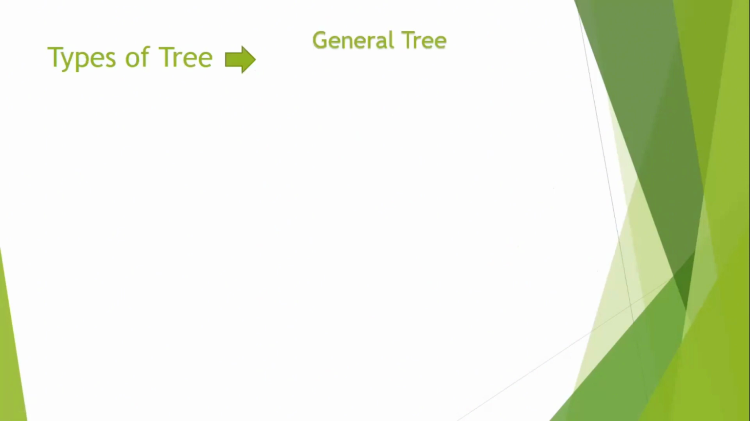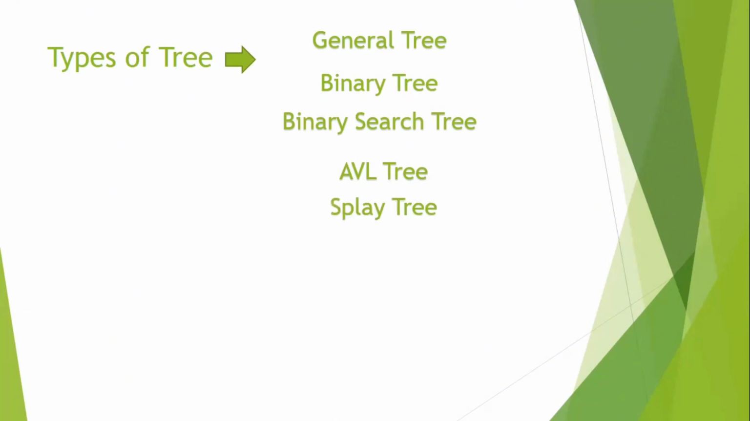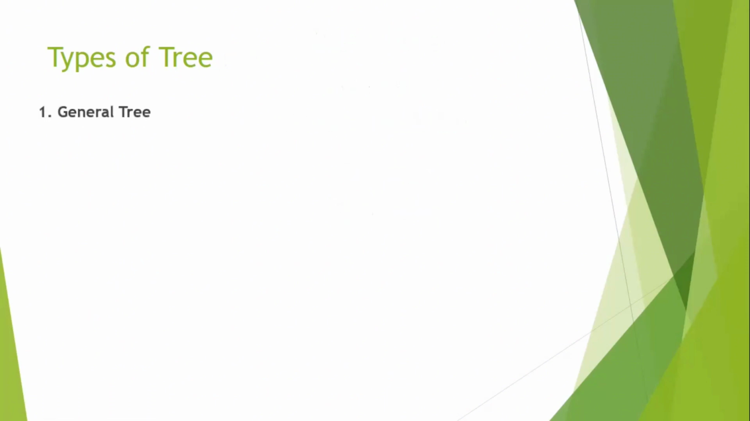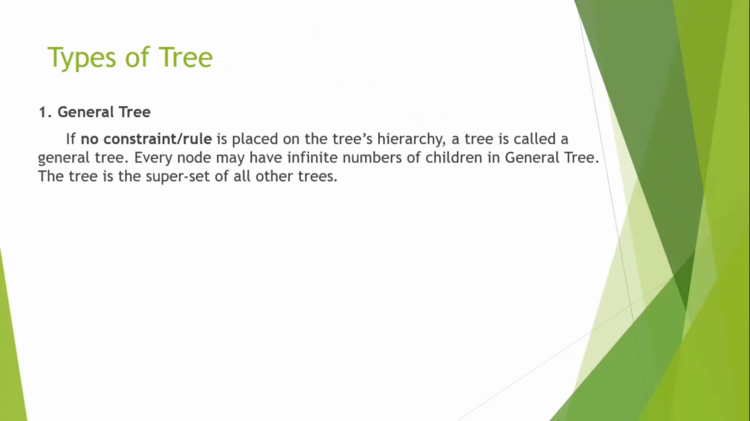There are types of trees. They are the general tree, the binary tree, the binary search tree, the AVL tree, and the splay tree. They are the five types of tree. In a general tree, no constraints or rules are placed on the tree's hierarchy. Every node may have an infinite number of children. The general tree is the superset of all other trees.